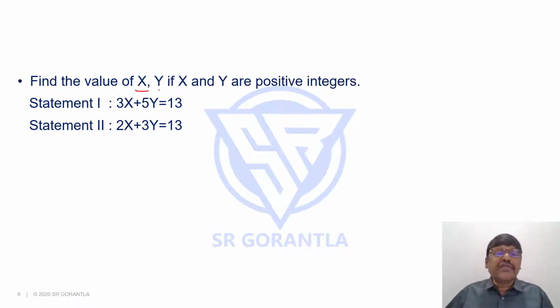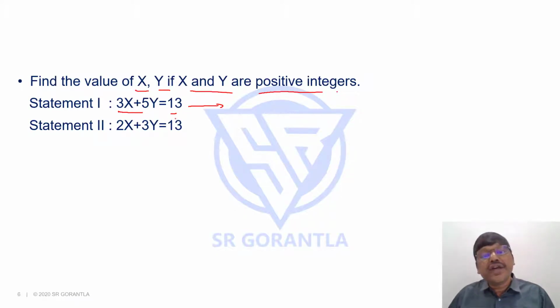Find the value of x and y if x and y are positive integers. Students, statement 1 says 3x plus 5y is 13. Using this, can I find x and y values? That is the question. Next, statement 2, 2x plus 3y is 13. Can I find out using only statement 2? Is any one statement sufficient, or do I need both, or are even both not sufficient? You can pause the video and try.